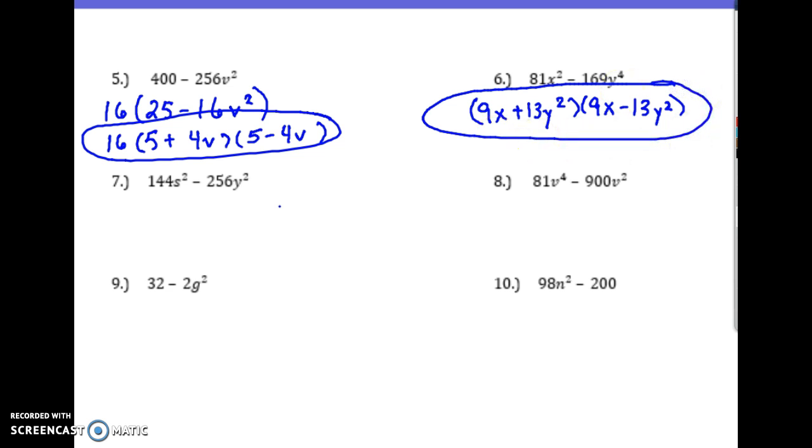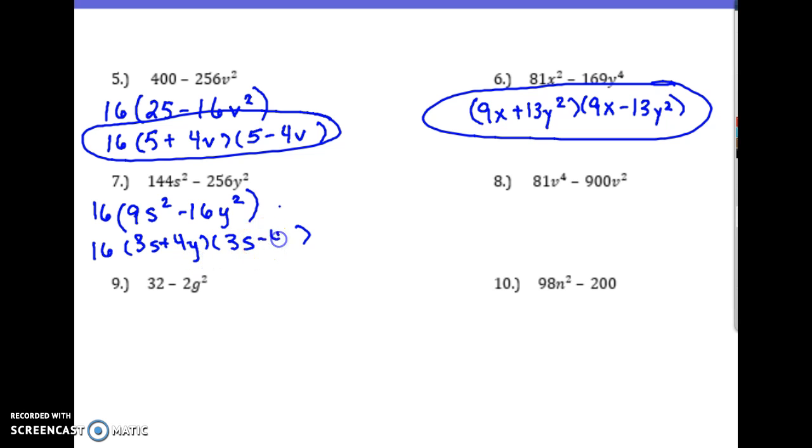Okay, number 7, I can actually factor out a 16. So if I factor out a 16, I've got 16 times 9s squared minus 16y squared. And again, what's left in parentheses are both perfect squares, so I can continue factoring. Difference of perfect squares, so I've got 3s and 3s, then plus 4y, and then minus 4y. So now we're fully factored.